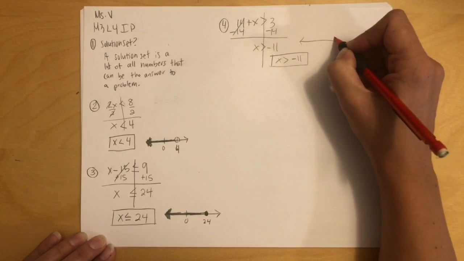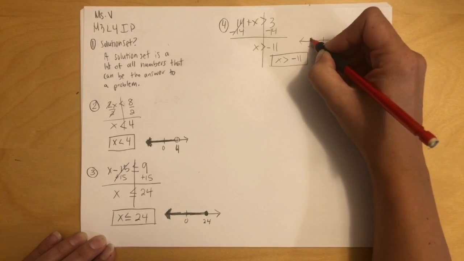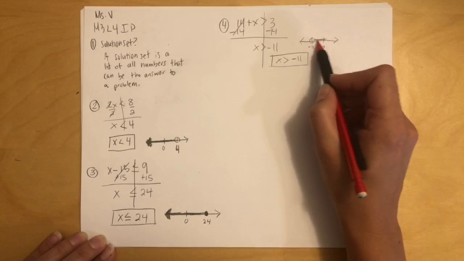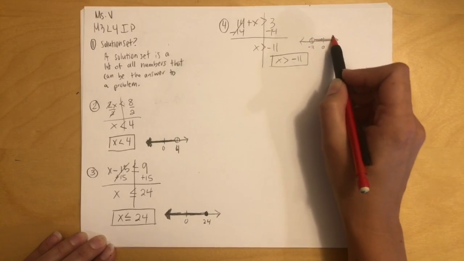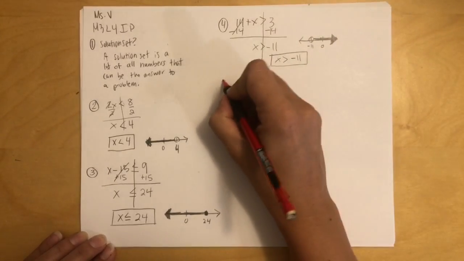And if I want to draw that, I'll throw in a 0, throw in negative 11, open circle. It does not include negative 11, and then shade greater than. Okay, number 5.